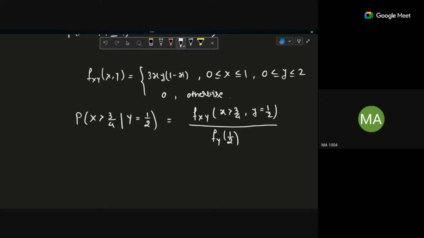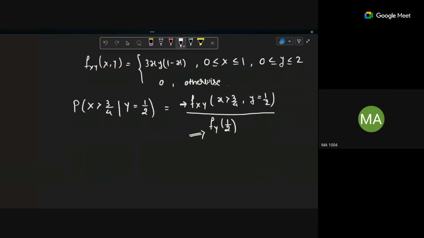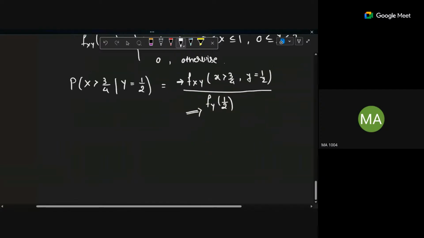Fine. So for this particular part, we are calculating the marginal PDF. But once you calculate this one, then we have to find the integral for this one also, where x takes values greater than 3/4 and y takes 1/2. Fine. So let's calculate the marginal PDF first.